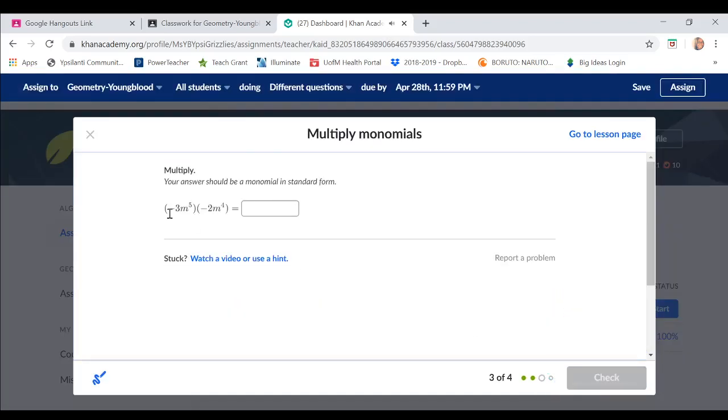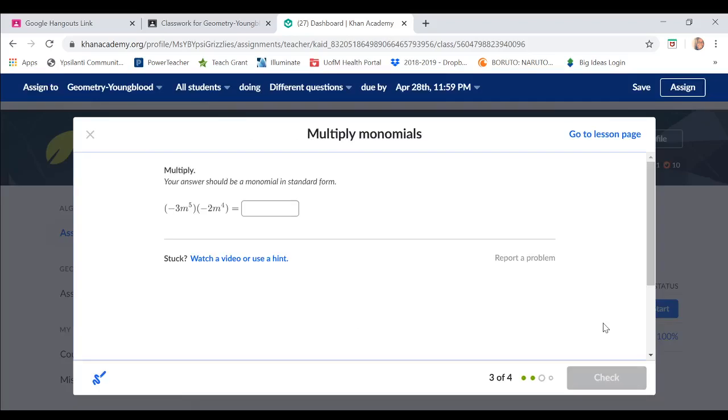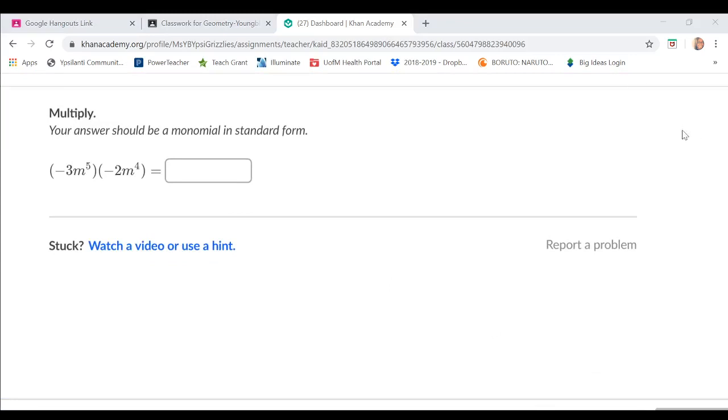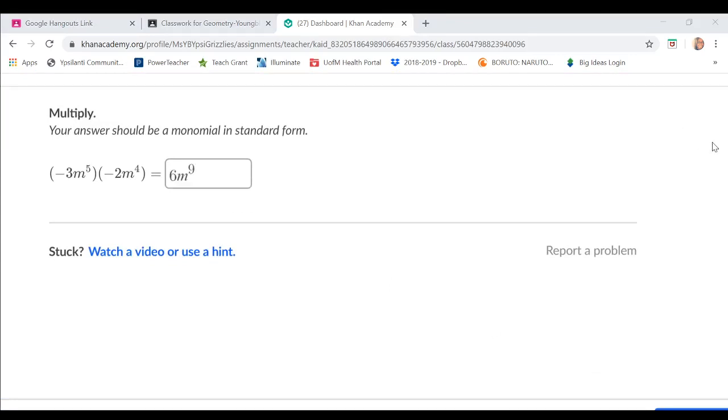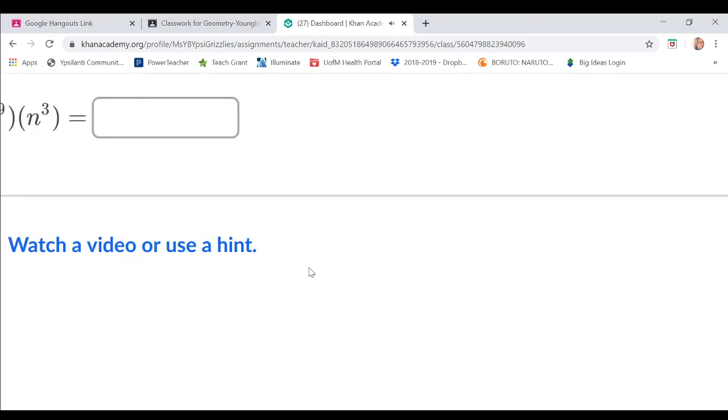Two more. So now we're doing this one: negative 3m to the 5th times negative 2m to the 4th. I'll let you guys think. So for those rewatching later, we just did negative 3 times negative 2 to get 6. We have 5 m's here, 4 m's here, so we have a total of 9 m's. 6 times m to the 9th will be the answer for this problem. Nice. One more.